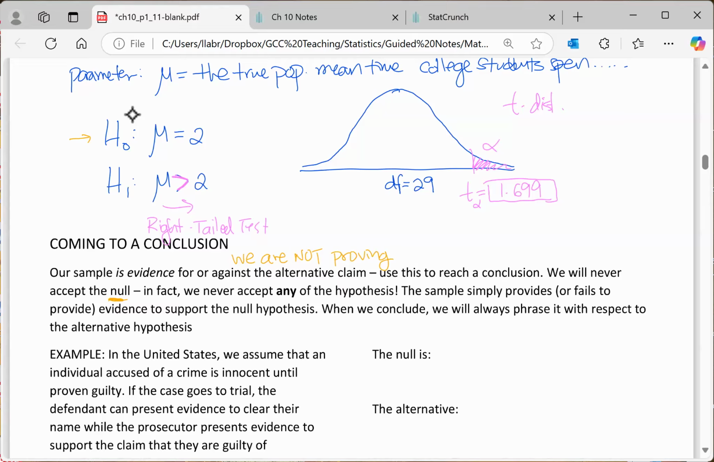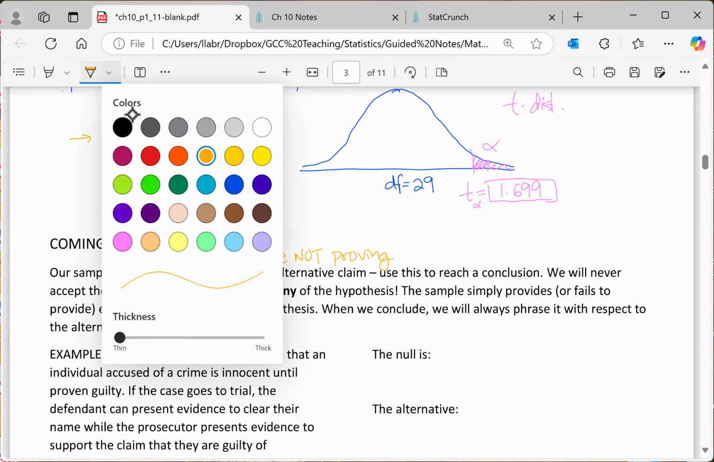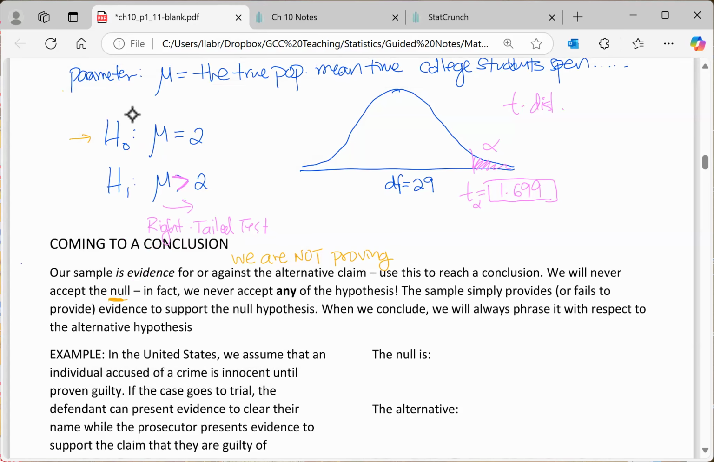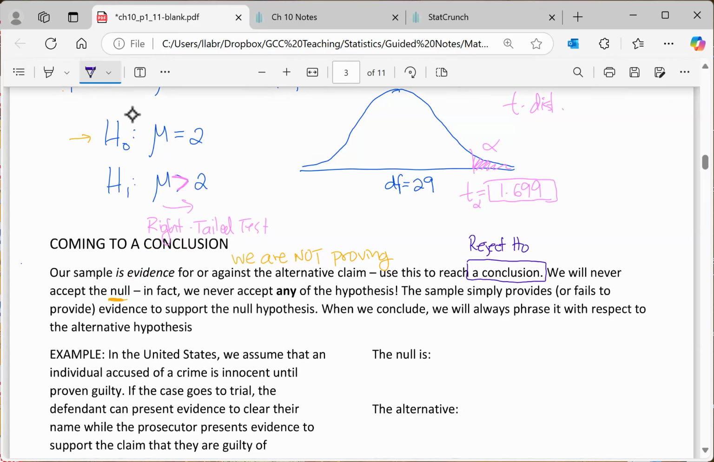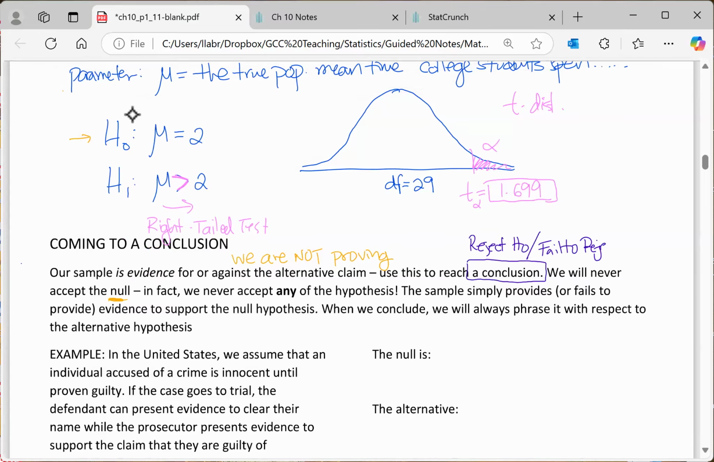So it's really important that when you reach a conclusion, you're either going to reject H0 or fail to reject H0. If the sample looks consistent with H0, you fail to reject the null. And notice, we're never saying we accept the null or we accept the alternative. We're just saying we reject the null or we fail to reject the null.